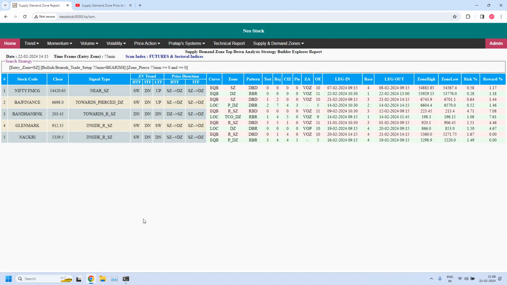So this is the end of the report for stocks supporting bullish and bearish trade setups for monthly income trade and weekly income trade.